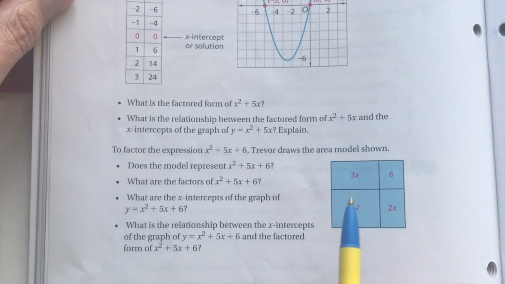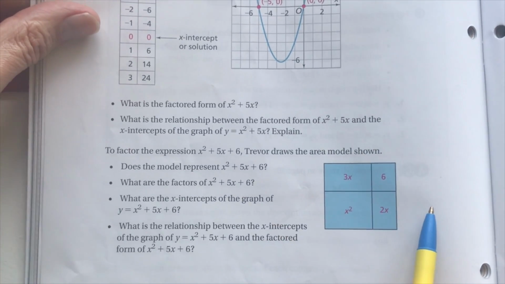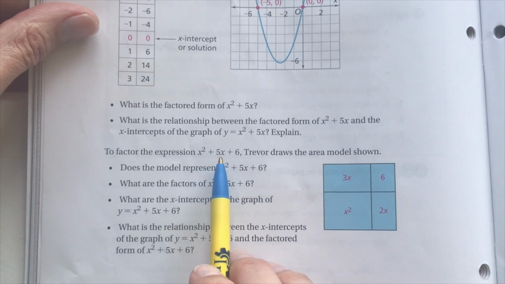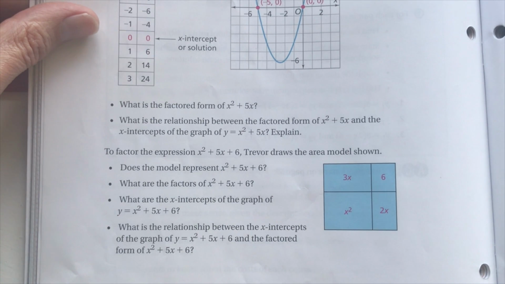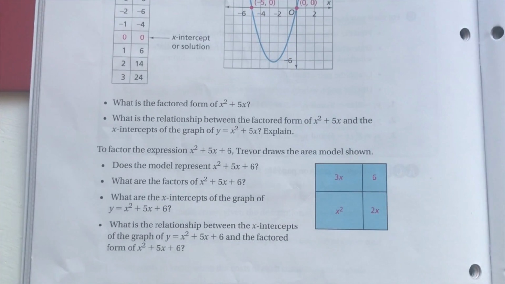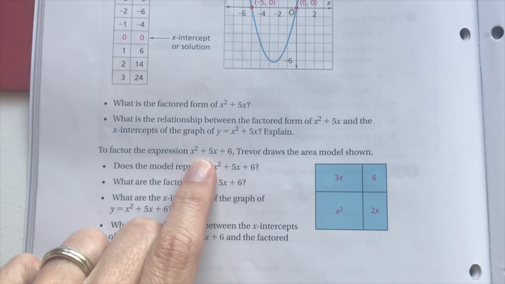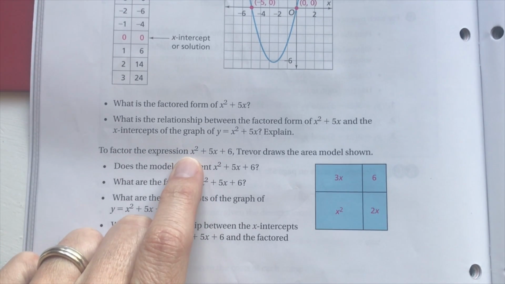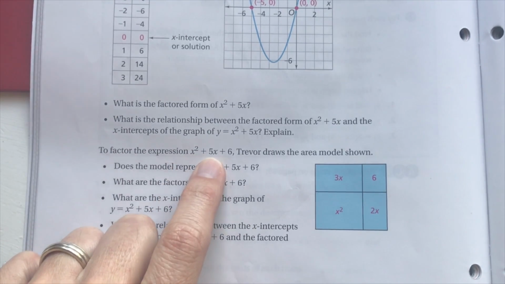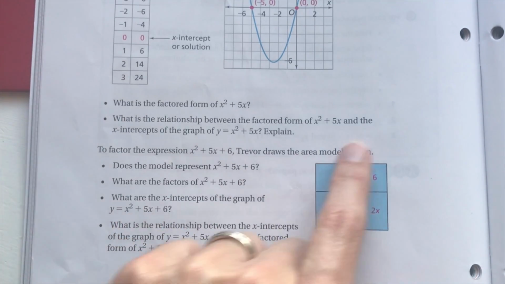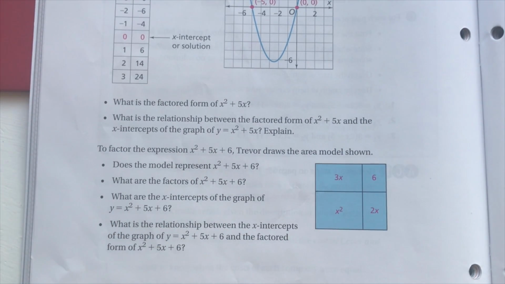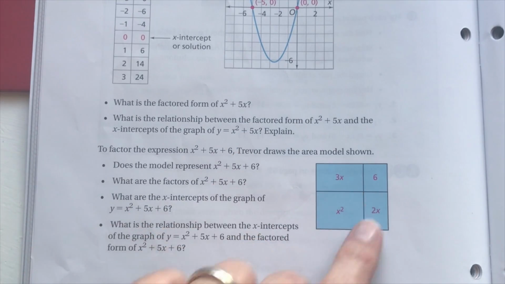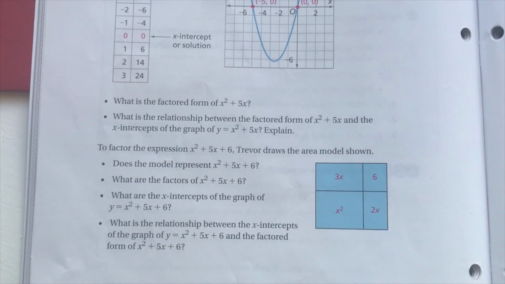Remember seeing our area models, and what we would do is we would pull this apart. We would split this 5x into something that would help us solve that. So, we're looking at this situation here. To factor x squared plus 5x plus 6, this area model was drawn. So we ask ourselves how to split up that 5x, and I want to show it to you now.